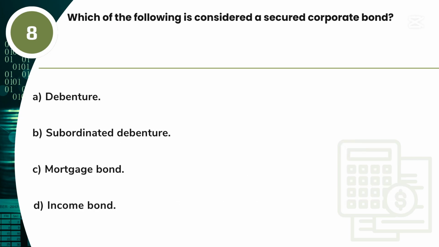Question 8. Which of the following is considered a secured corporate bond? A. Debenture. B. Subordinated debenture. C. Mortgage bond. D. Income bond.